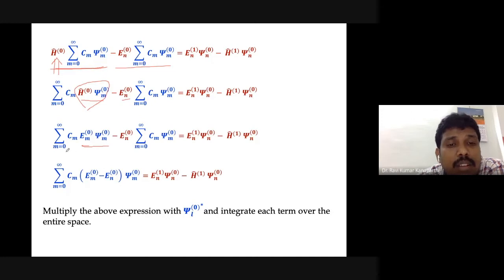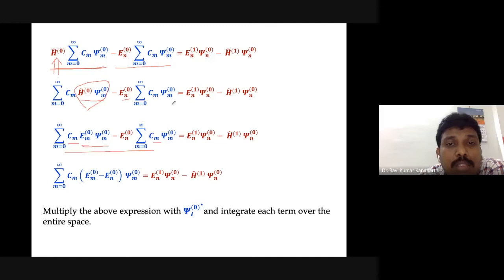And then later these two terms on the left hand side you can combine like this. You can see here also cm is there, here also cm is there. So summation m runs from 0 to infinity, and cm you can take as a common factor, and the first term contains Em0 minus the second term contains En0, and then multiplied by psi m of 0.